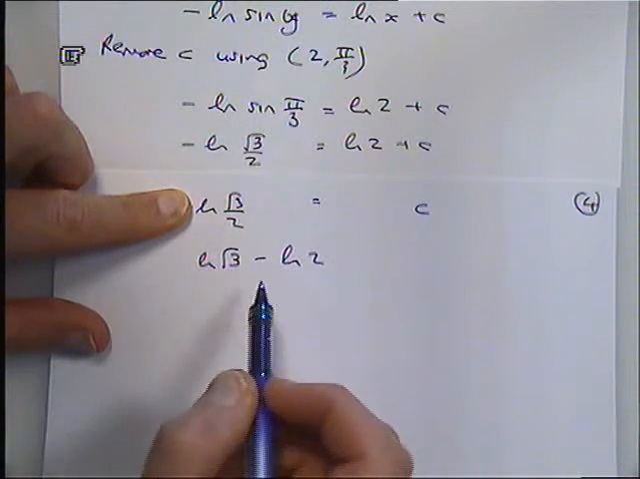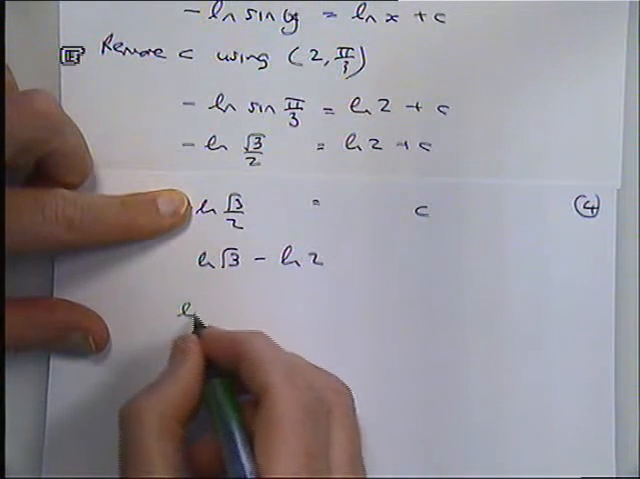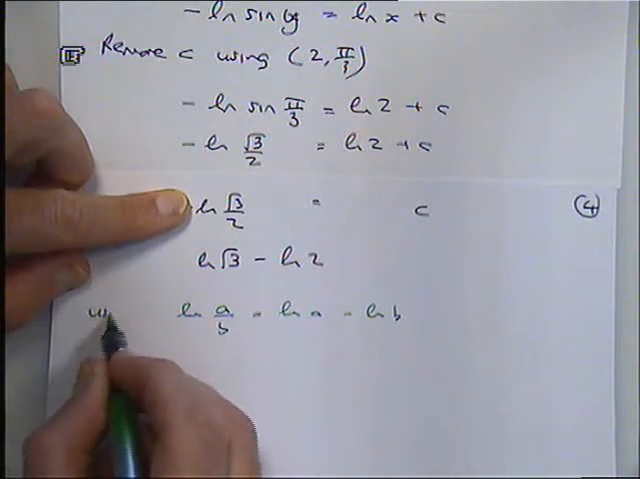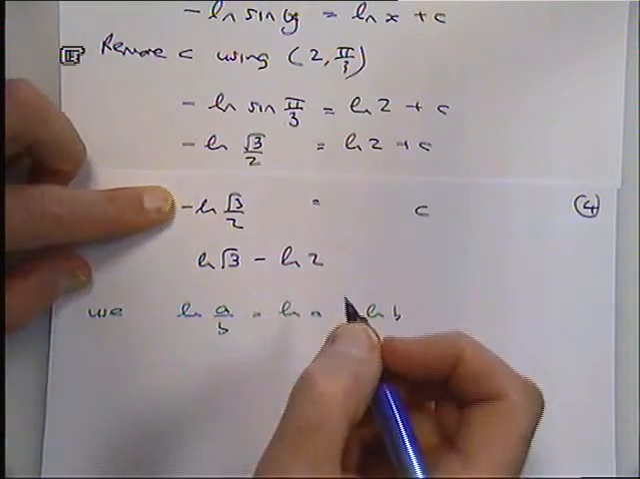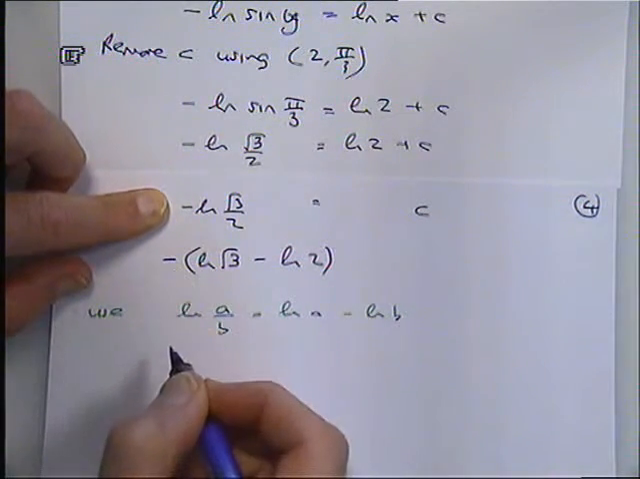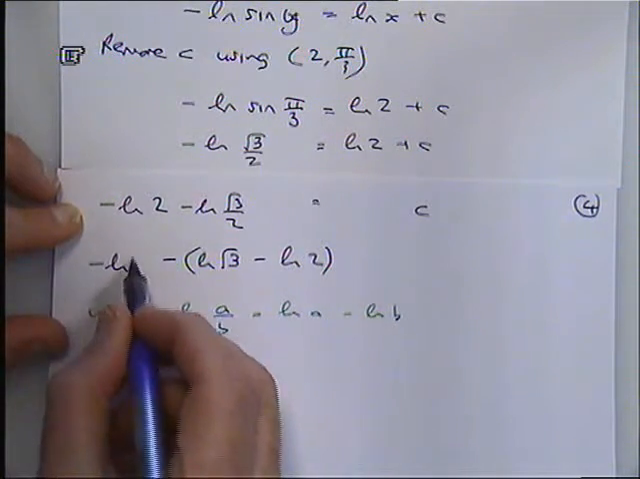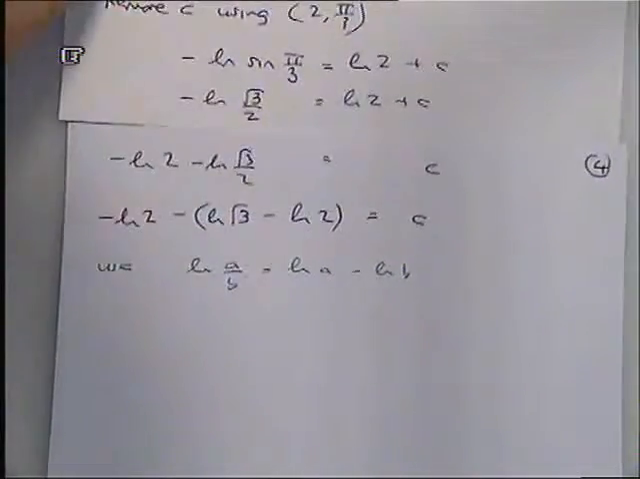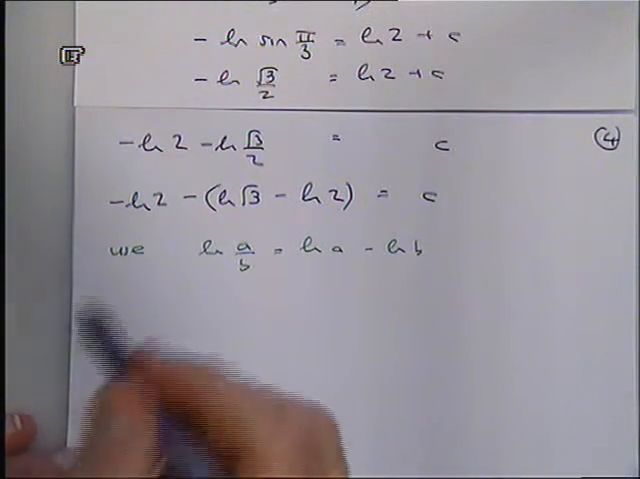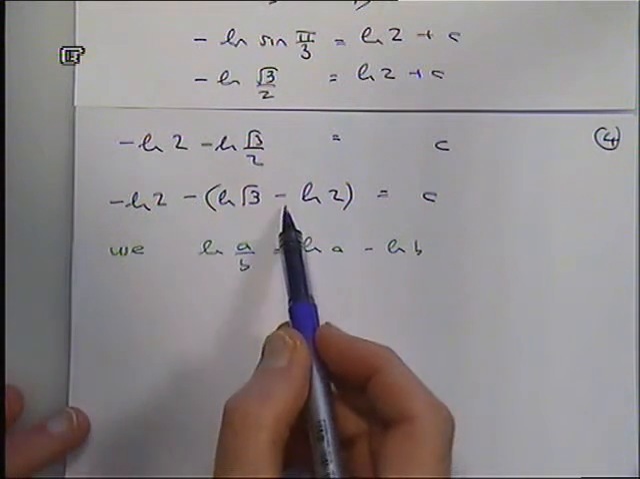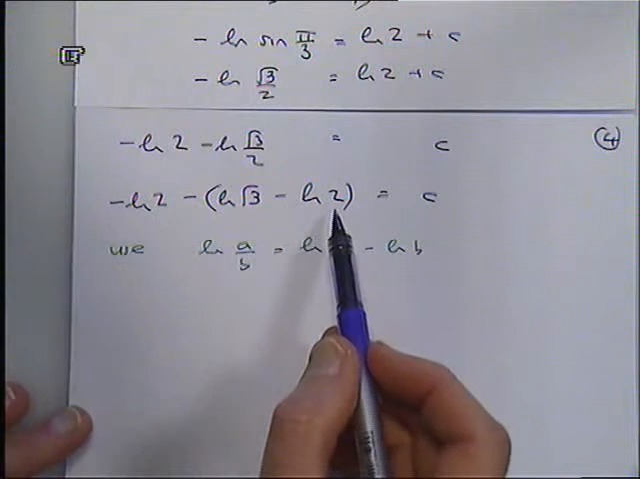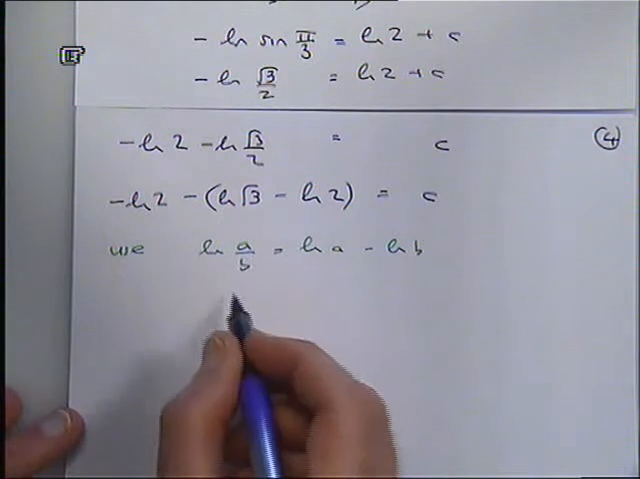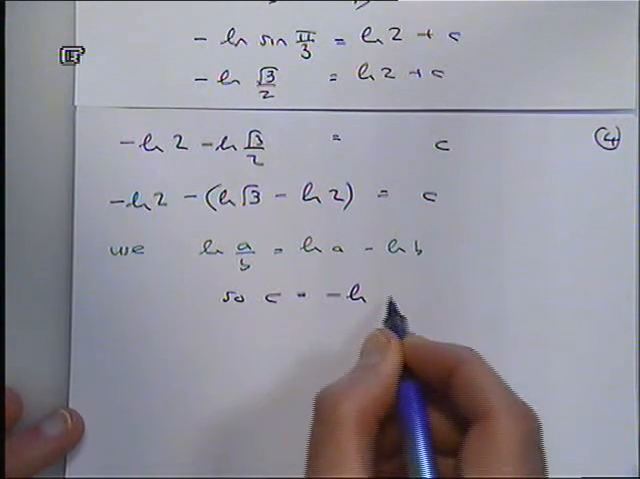Yes. Okay. When you have a fraction, what we've done there is used the fact that log of a over b is log of a minus log of b. But all of that has got a minus sign in front of it, and in front of that there's a minus log 2. So what I've got here is minus log 2 minus minus log 2. So it's got a minus log 2 plus log 2, so that will disappear. And all I'm left with there is minus log root 3. So c is minus log, sorry, not 3, root 3.